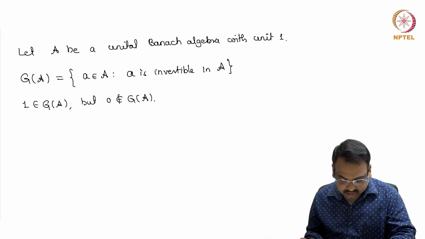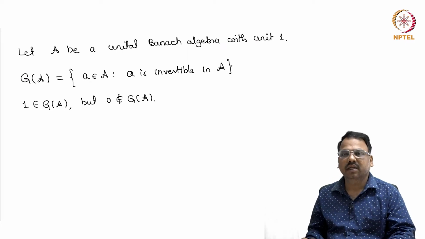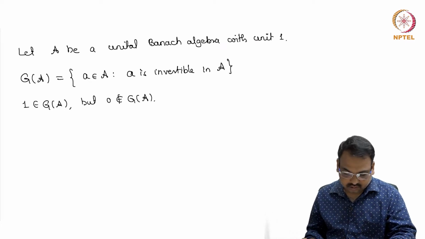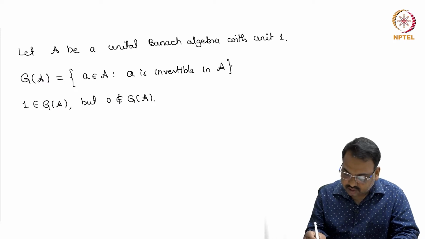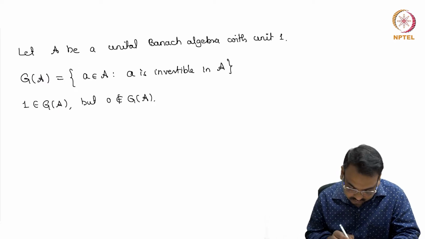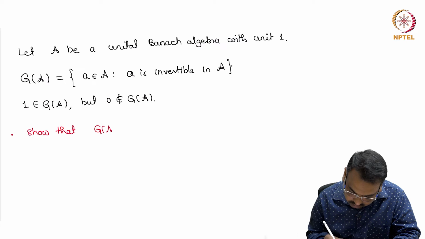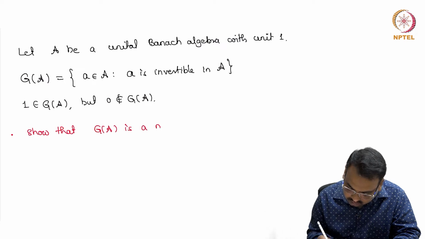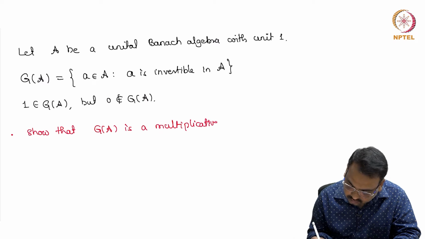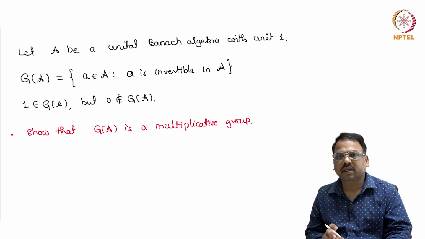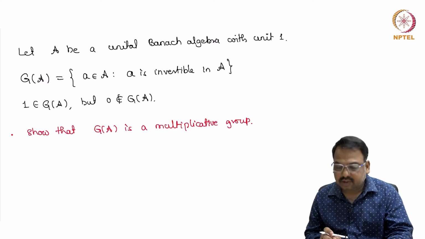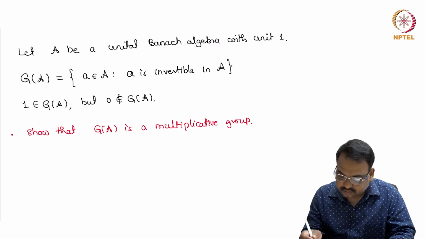Now the question we can ask is, what kind of nature can GA have? We can easily show that GA is a multiplicative group. So show that GA is a multiplicative group. That means whenever A and B are in GA, then show that AB is in GA. Okay.